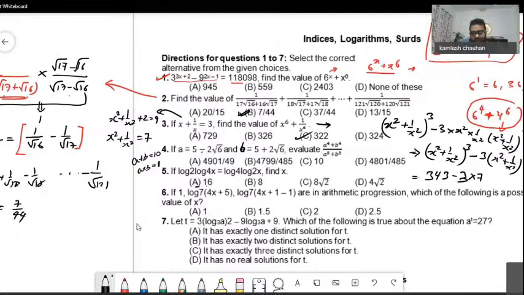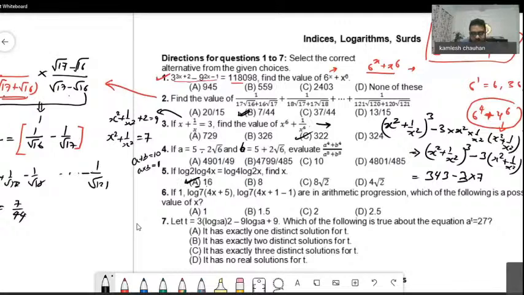Log 4 of 8, that is 4 power 3 by 2. Okay, so we will get 3 by 2. Log 2 of 8 is equal to 3, and log 4 of 8 will be 3 by 2. Both are not the same, so the answer is option A.